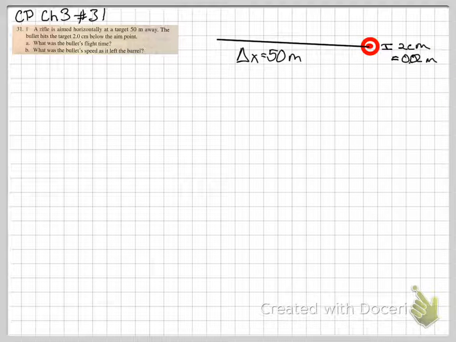Hello, this is the solution to College Physics Chapter 3, practice problem number 31. A rifle is aimed horizontally at a target that is 50 meters away. The bullet hits the target 2 centimeters below the aim point.